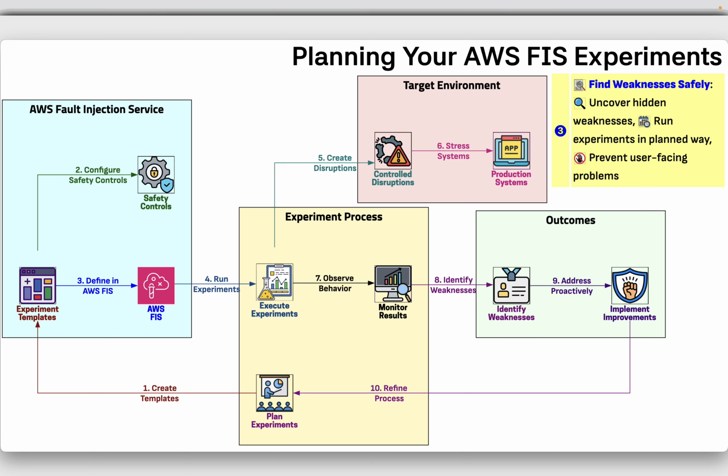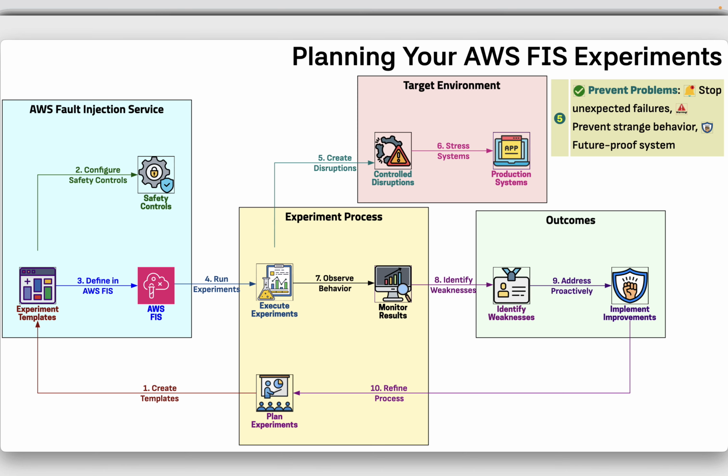Then you find weaknesses safely. When you run these kinds of experiments on your system in a planned way, it helps you find hidden weaknesses before they cause problems for your real users. Proactive fixes. Finding these weaknesses early means you can fix them before they affect the customers who rely on your system. By fixing issues proactively, you can help stop unexpected failures or strange behavior down the road.